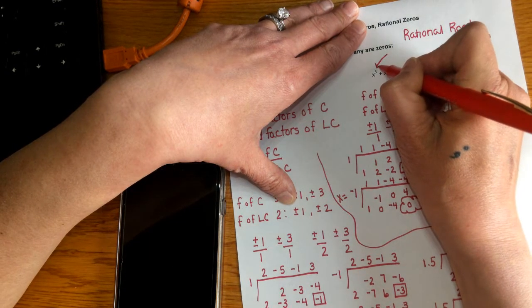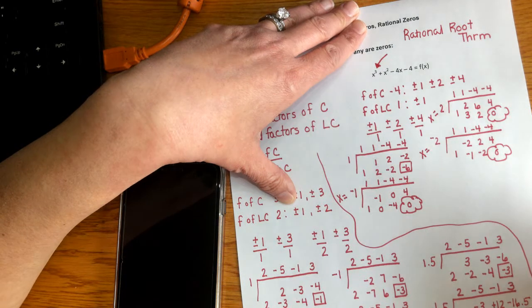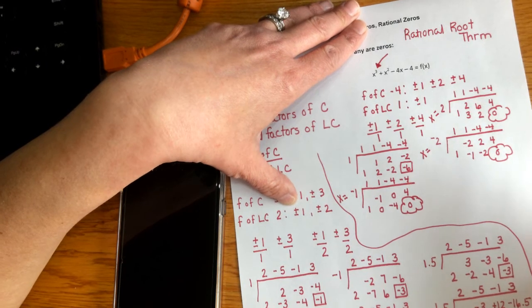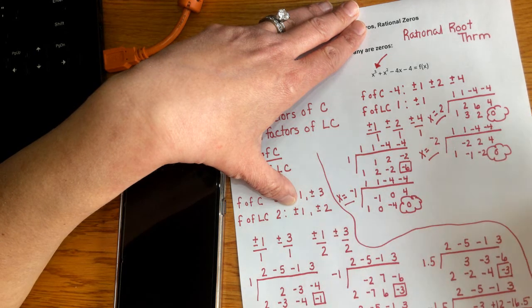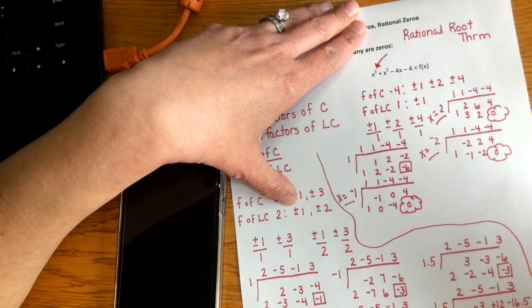This right here is the largest number of zeros you can possibly have. Notice I have 1, I have my second, and I have my third. When I get that place, I know that I am done, so I don't even need to test the other ones.